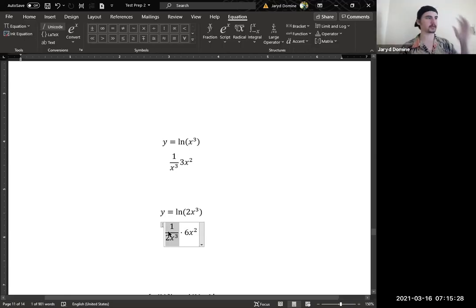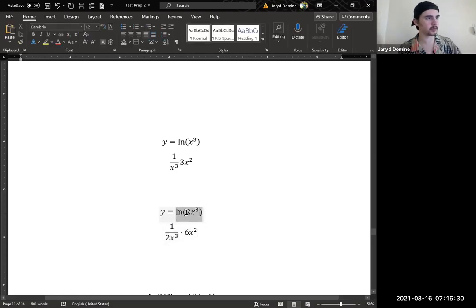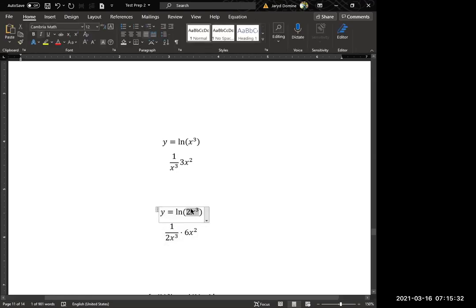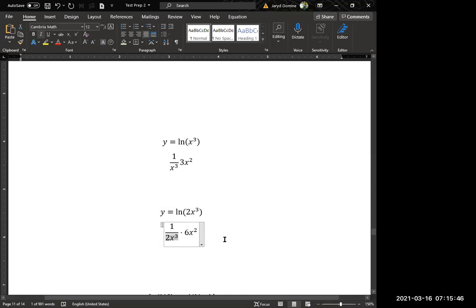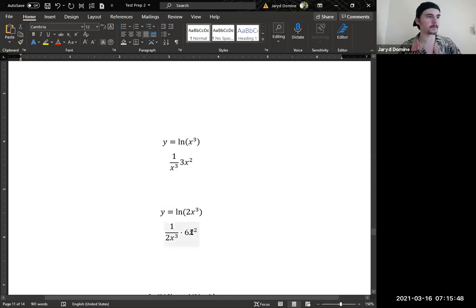Yeah, you're good. So for this, you treat this inside part as just a unit, right? You treat it as just one thing. Basically pretend that this is just your x, right? So you get 1 over this whole thing. It's just 1 over whatever's in the parentheses. Exactly. And then times the derivative of the inside.